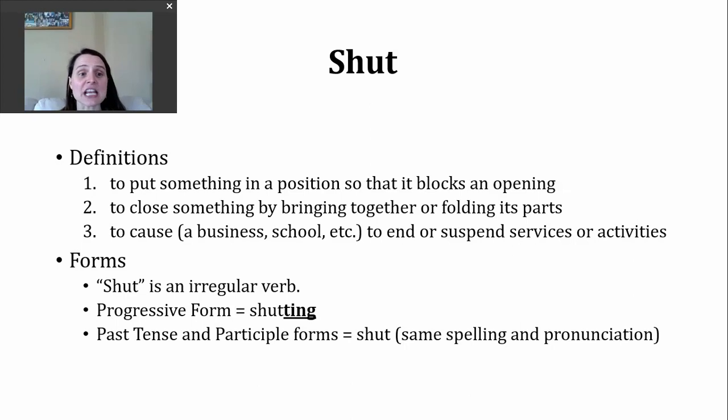The second definition is to close something by bringing together or folding its parts. For this, think about how you might shut a book.